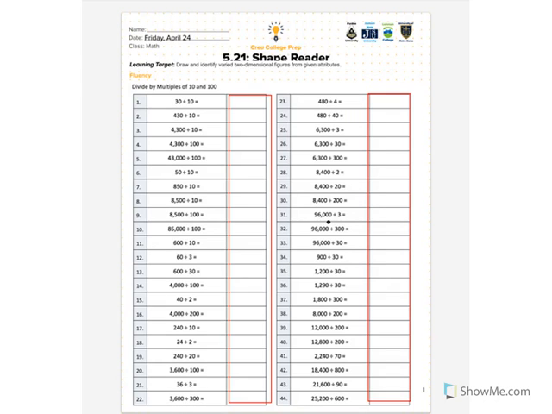All right, you are looking at the fluency page of Module 5, Lesson 21. We are dividing by multiples of 10 and 100. So let's look at number 1.